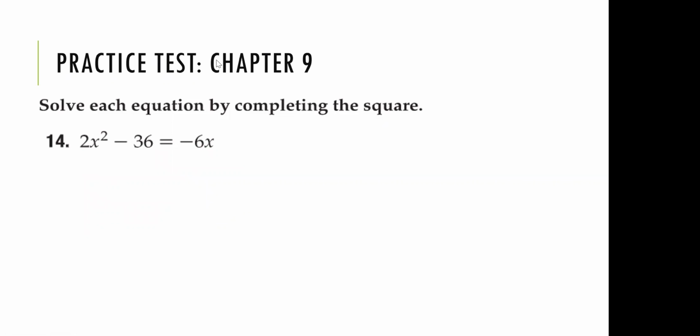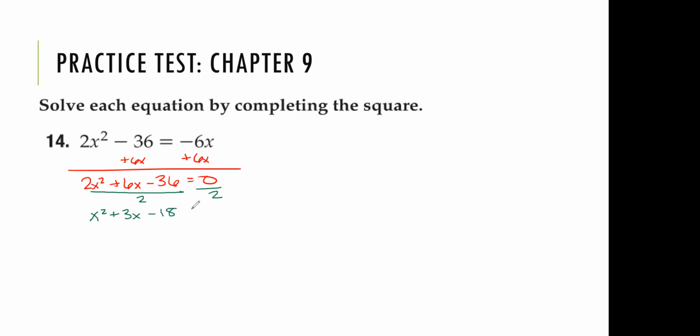Now here, we're going to set this equal to 0 first. So I'm going to add 6x to both sides. So I've got 2x squared plus 6x minus 36 equals 0. Okay, so now at this point, completing the square only works if the leading coefficient in front of x squared is 1. So what I need to do is divide both sides of my equation by 2. So then I've got x squared plus 3x minus 18 equals 0.